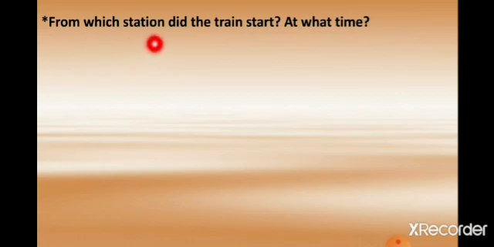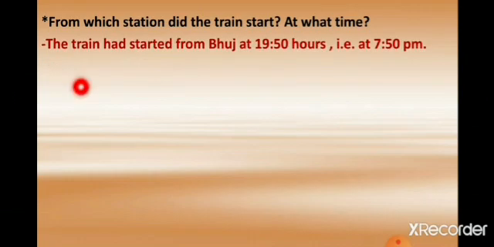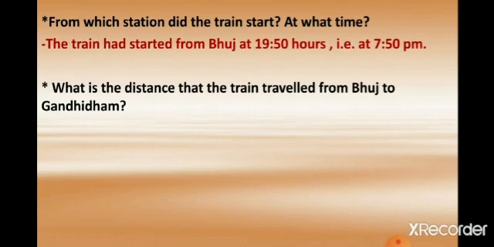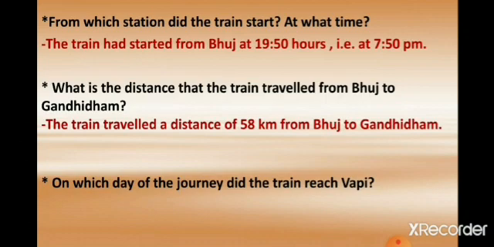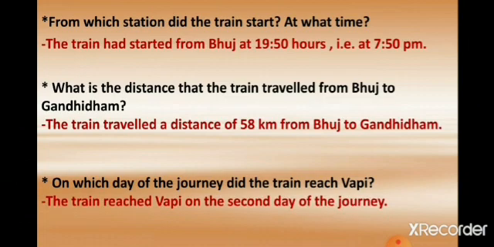Now, from which station did the train start? At what time? So from the timetable we can see the train had started from Bhuj at 1950 hours, that is 7:50 p.m. Next, what is the distance that the train travelled from Bhuj to Gandhidham? So the train travelled a distance of 58 km from Bhuj to Gandhidham. On which day of the journey did the train reach Vapi? So the answer is the train reached Vapi on the second day of the journey.